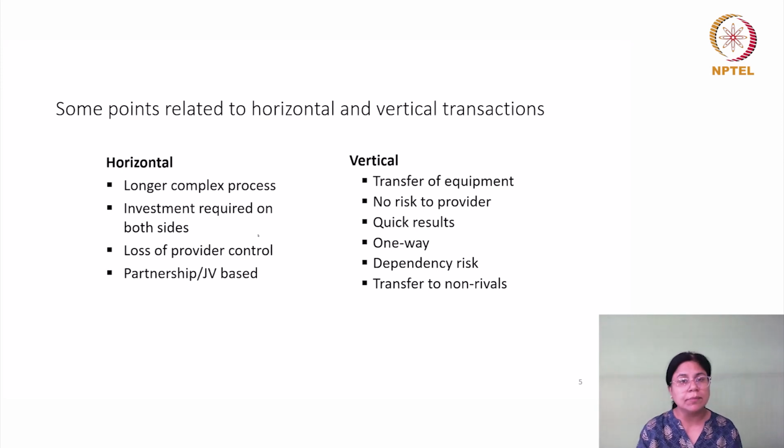Here the results could be much faster, because the process need not be very complex, and it will be one way from A party to B party. Whereas in case of a horizontal one, there will be more engagement at a level itself.